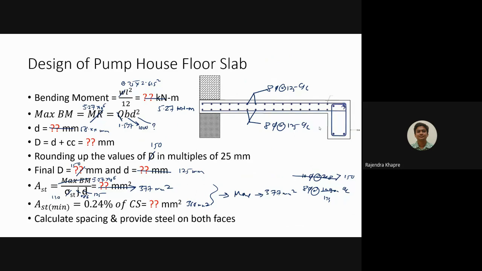Okay, how about distribution steel? Distribution steel is 360, that is minimum AST. So it comes out to be 360. You can provide 10 dia bars or you can provide 8 dia bars. So we can keep the same thing, 8 dia bars. I'm talking about these bars. So this bar as well as this bar, you can provide also 8 dia at 125 center to center.